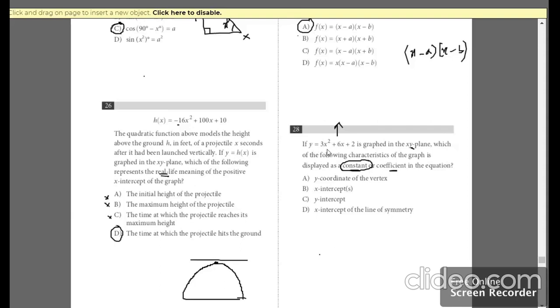So if x is 0, what is the y-intercept? Basically the constant is going to be 2, which is nothing but your y-intercept, the option C.